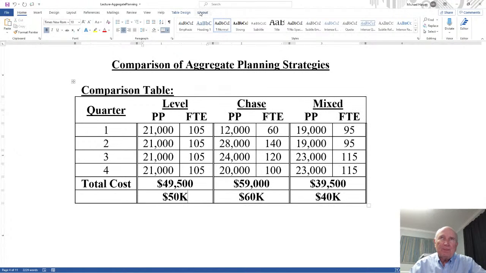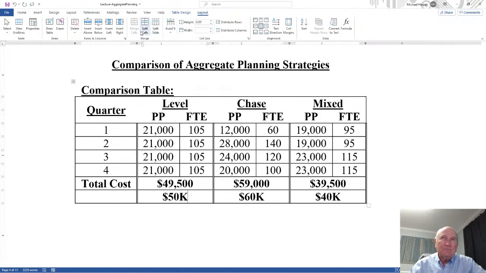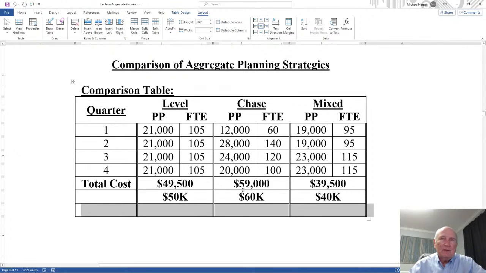One more thing, and then I'll go to the chat room. Level. Remember, level has control over labor. Chase has control over inventory. And mixed, this is looking at cost, has a lower cost. Okay, it doesn't minimize cost, but it looks at lower cost.